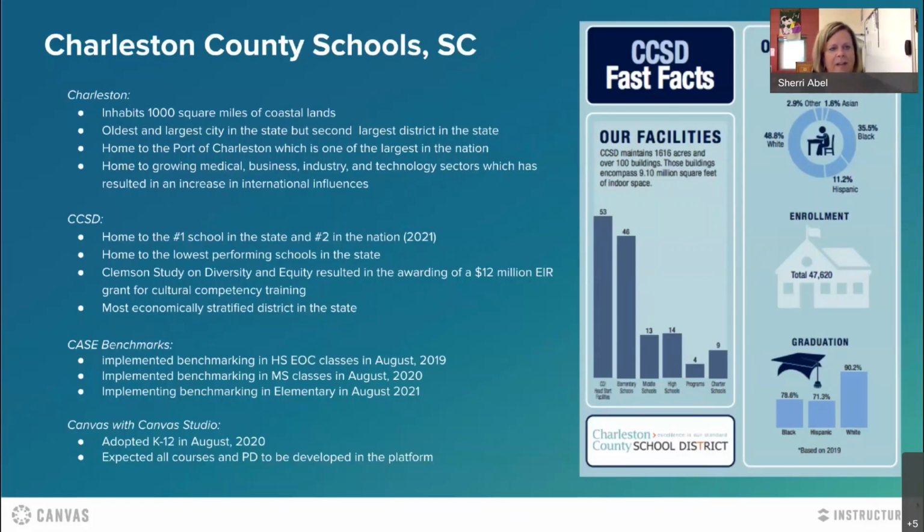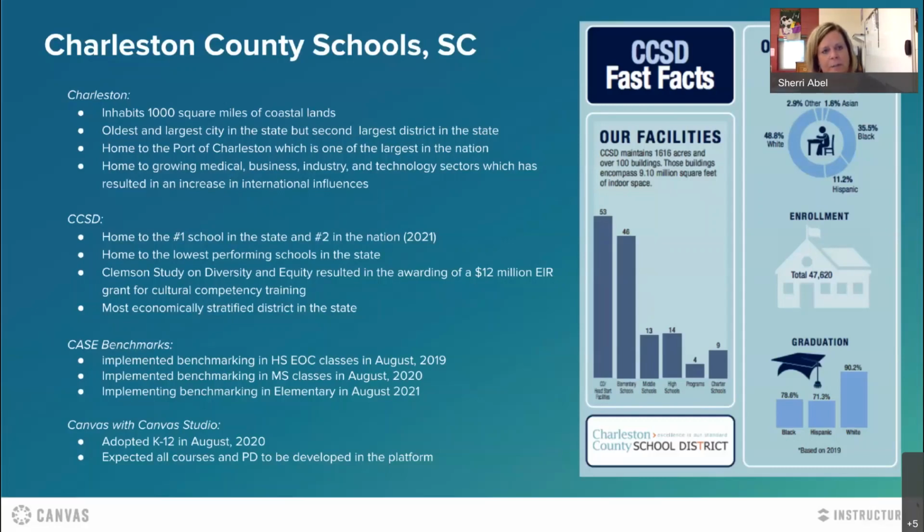So CCSD is very, very diverse. We have the #1 school in the state and the #2 school in the nation. But we also have the lowest performing elementary, middle, and high school in our state, in our district. So we have a wide range here. In fact, Clemson did a study on us, and because of it, we were awarded the $12 million EIR grant for cultural competency.